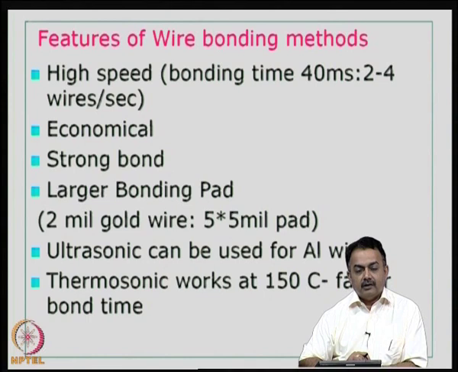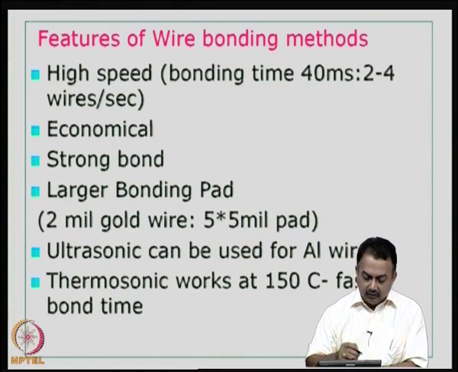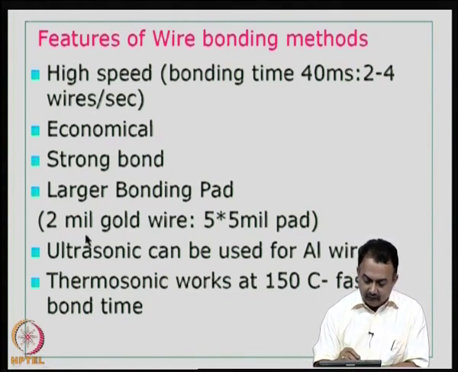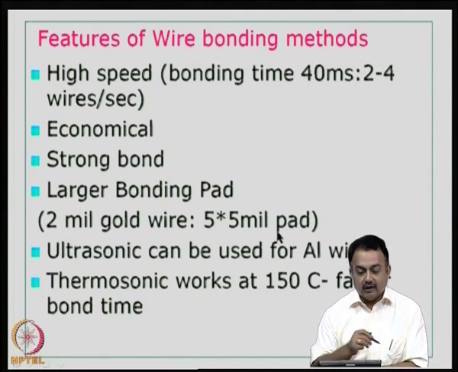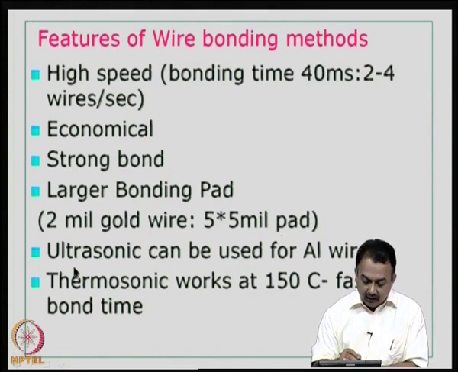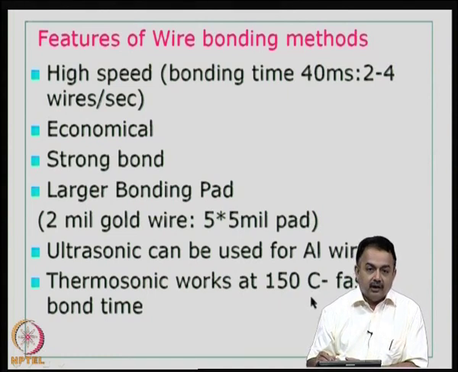For example, if it is a 2 mil gold wire, as I said, 1 mil is 25 microns. If it is 2 mil, then you have to use about a 5 by 5 mil pad to establish a reliable connection. Ultrasonic bonding can be used for aluminum wires, and thermosonic works at 150 degrees centigrade, with faster bonding time.